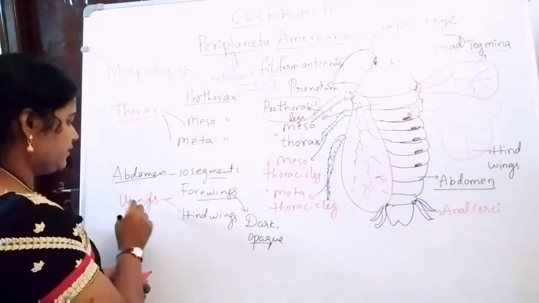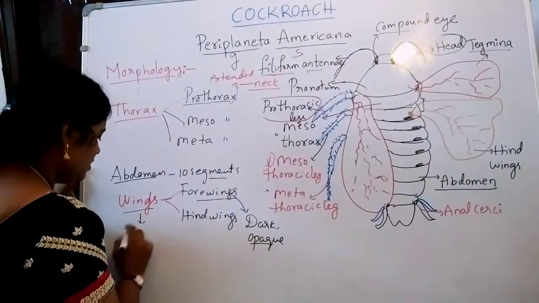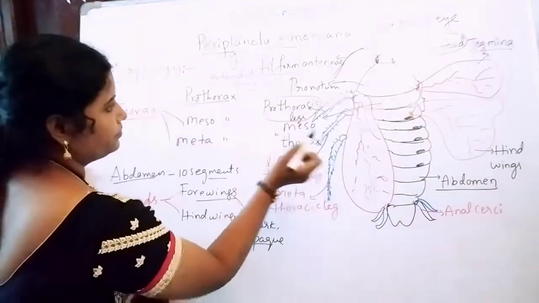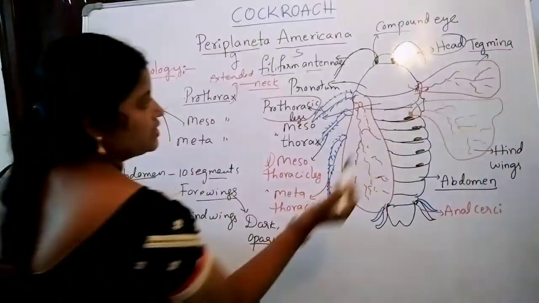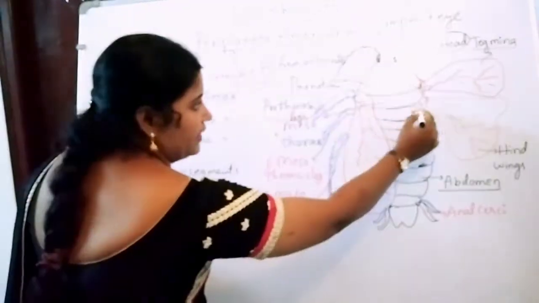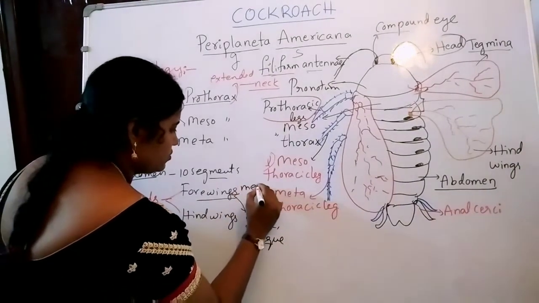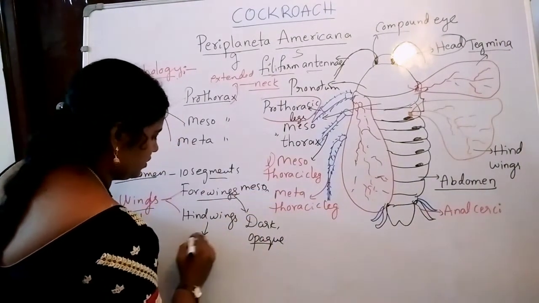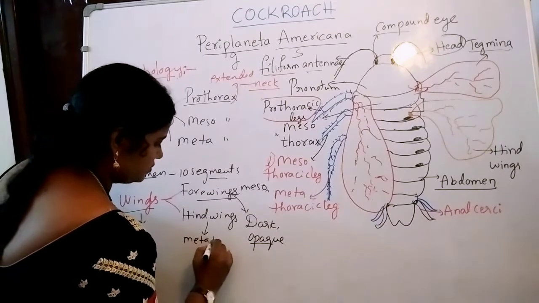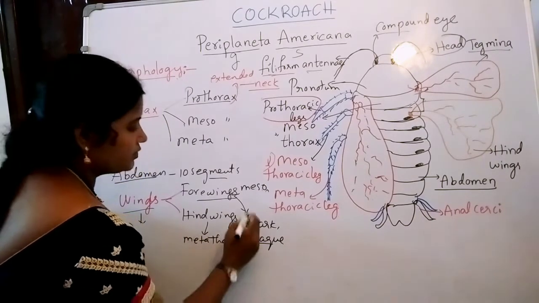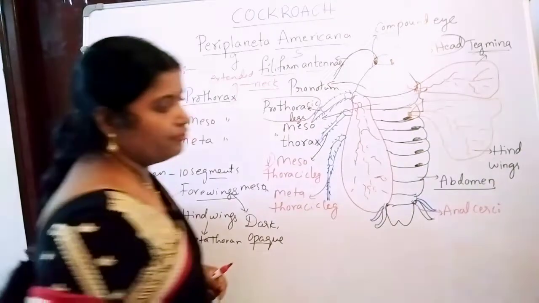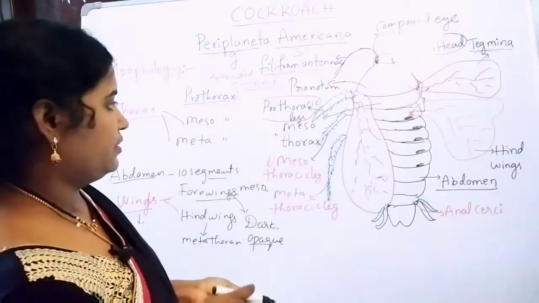Very important: the wings are located in which region? See here, one is located in the mesothorax, another one is located in the metathorax. So here the forewings are located in the mesothorax and the hind wings are located in the metathorax. So forewings are also known as the tegmina portion.